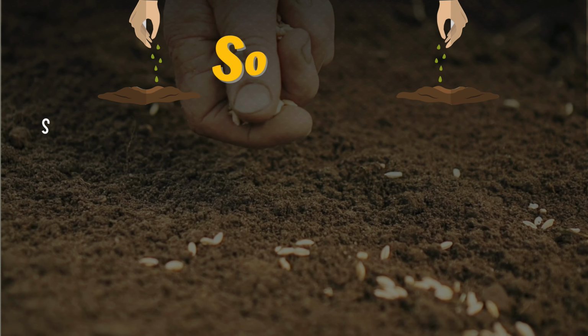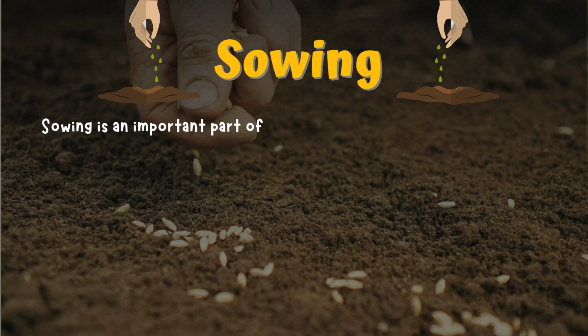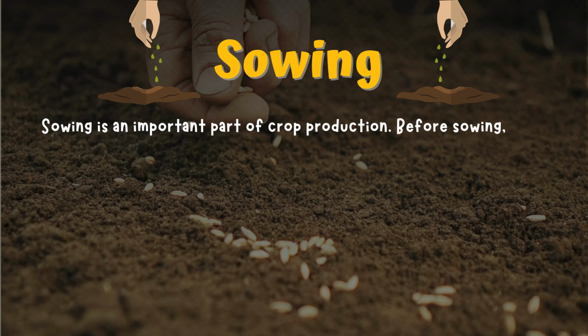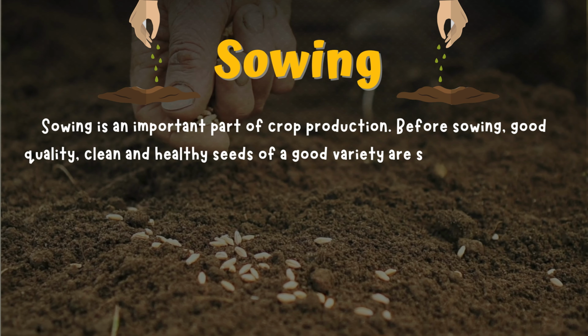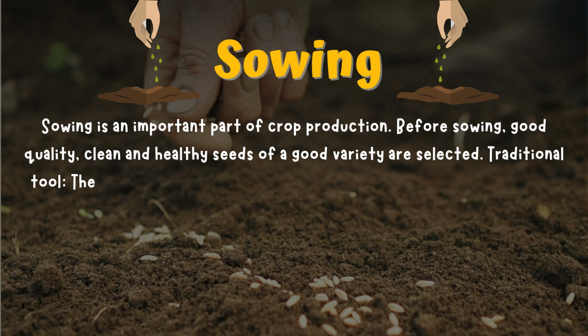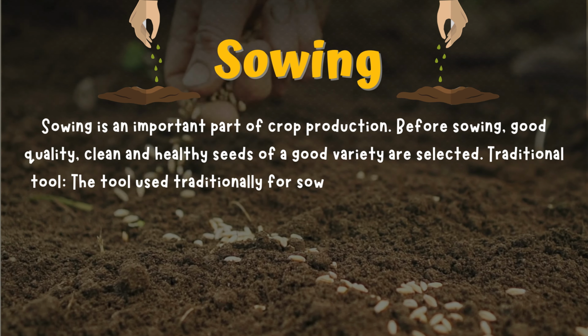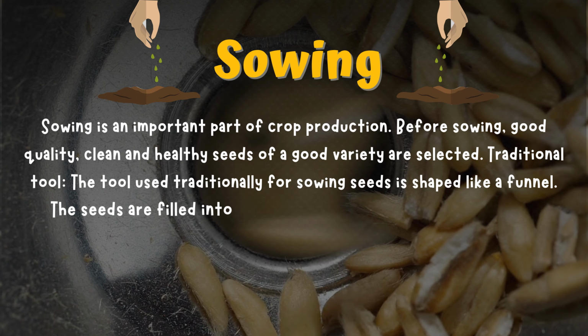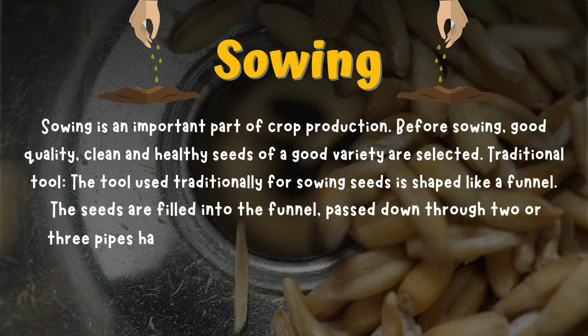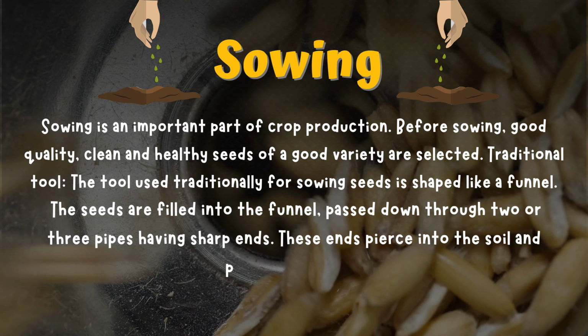Sowing. Sowing is an important part of crop production. Before sowing, good quality, clean and healthy seeds of a good variety are selected. Traditional tool. The tool used traditionally for sowing seeds is shaped like a funnel. The seeds are filled into the funnel, passed down through 2 or 3 pipes having sharp ends.